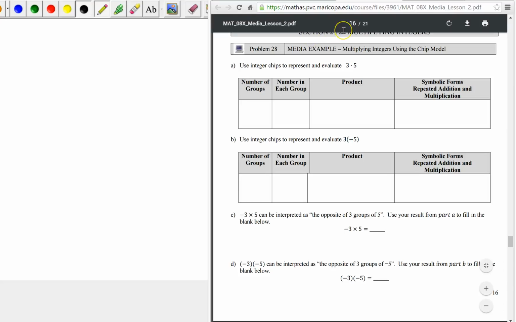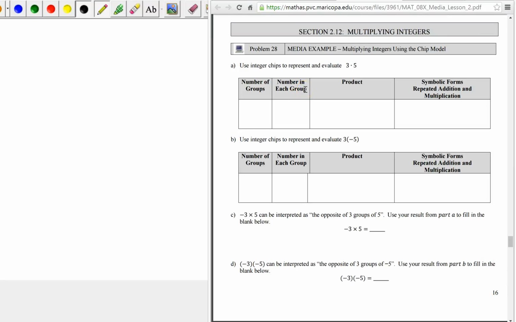In this video, we're going to look at multiplying integers. So first, let's start with the chip model. Notice in this table we have number of groups and number in each group. We'll also start using the language number of copies and number in each copy.